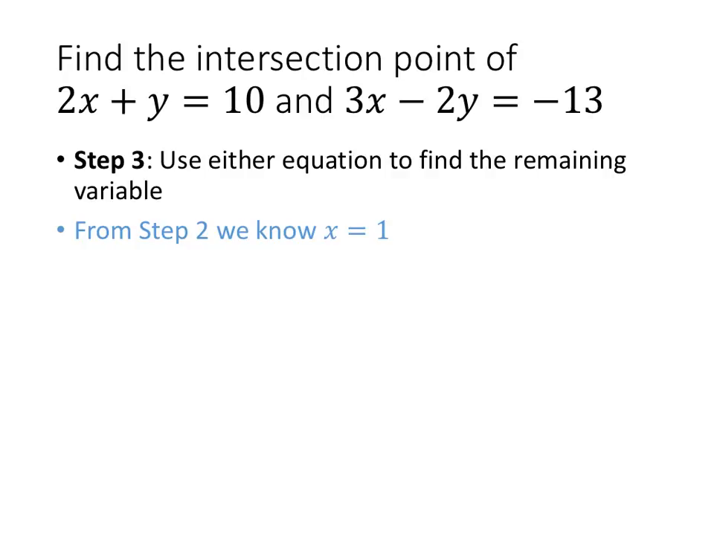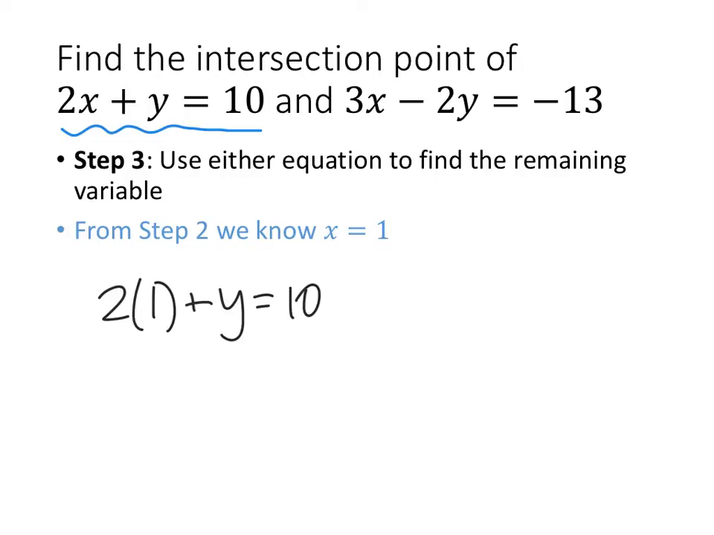Now we're almost done. Now in step 3, since we know that x equals 1, we can use either equation to find the remaining variable. Just like in the easier method that we saw earlier, we can take that value and plug it into either one of these equations. Once again, the first equation is a little bit simpler, so we're going to go ahead and use that first equation. So I'm going to replace the x by a 1. 2 times 1 plus y equals 10. 2 times 1 is 2. Subtract 2 from both sides, and I get y equals 8.